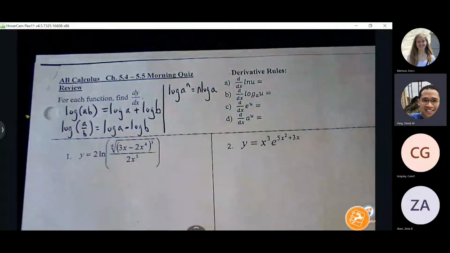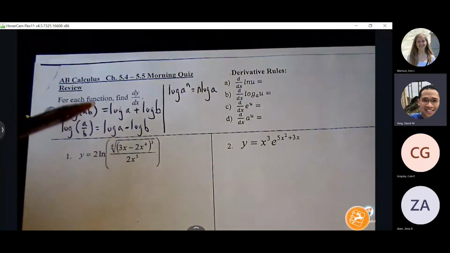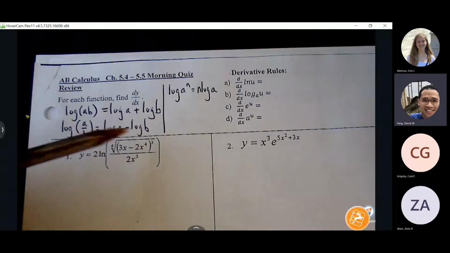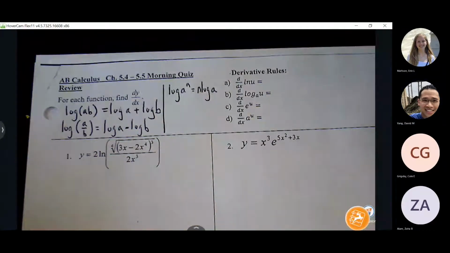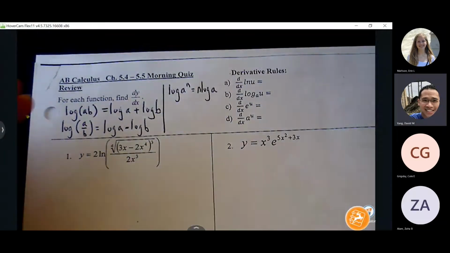Right, these are not anything derivative related, calculus related. These are just properties that will allow for a condensed problem to be split up into smaller parts so that your derivative will be easier to find. Okay. Derivative rules. These are the 4 new ones that we are responsible for.